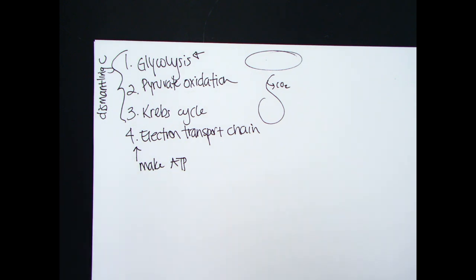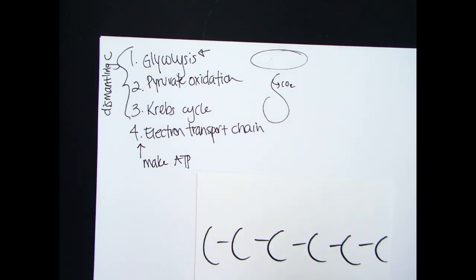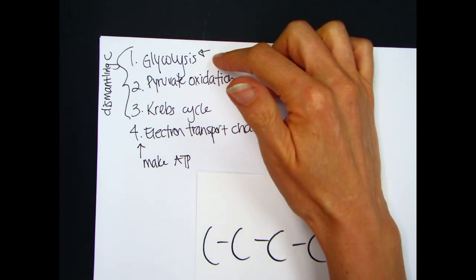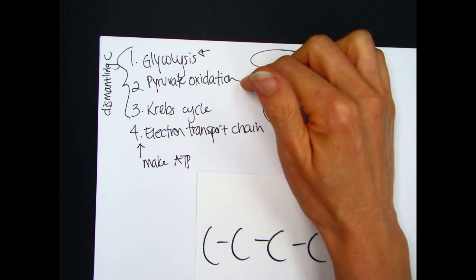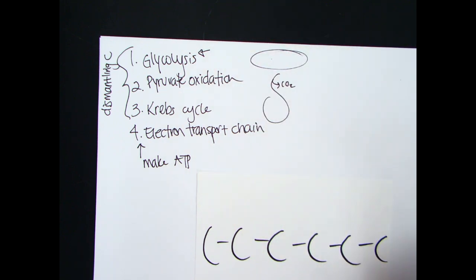So we're going to do a bit of an overview of this, and then we'll talk about each step in detail. So we're going to talk about this for glucose, but you guys learned in class that you also consume, well, you already knew, you also consume proteins and lipids. And so those will be broken down into their individual monomers, the amino acids and the fatty acids. And they do not enter glycolysis, but they will enter pyruvate oxidation and the Krebs cycle.